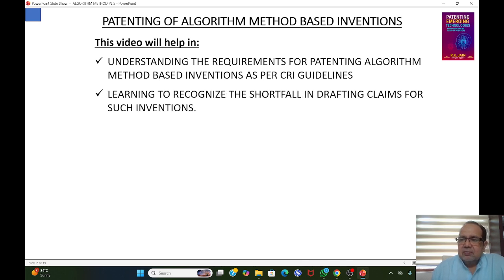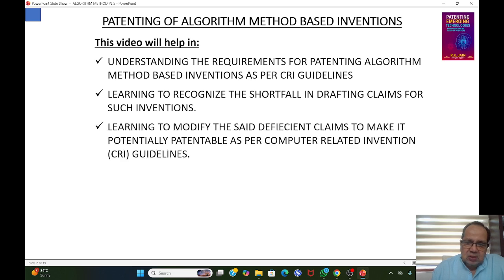Try to understand how to analyze the drafted claim and what is the shortfall, and better still, once we have determined the shortfall, we are going to learn how to modify the deficient claim so that it meets the requirements of patentability as per the newly issued CRI guidelines.